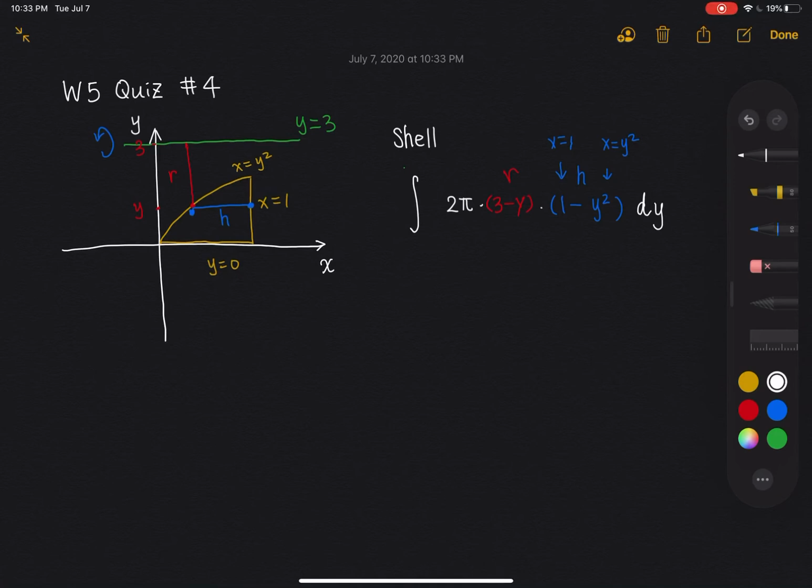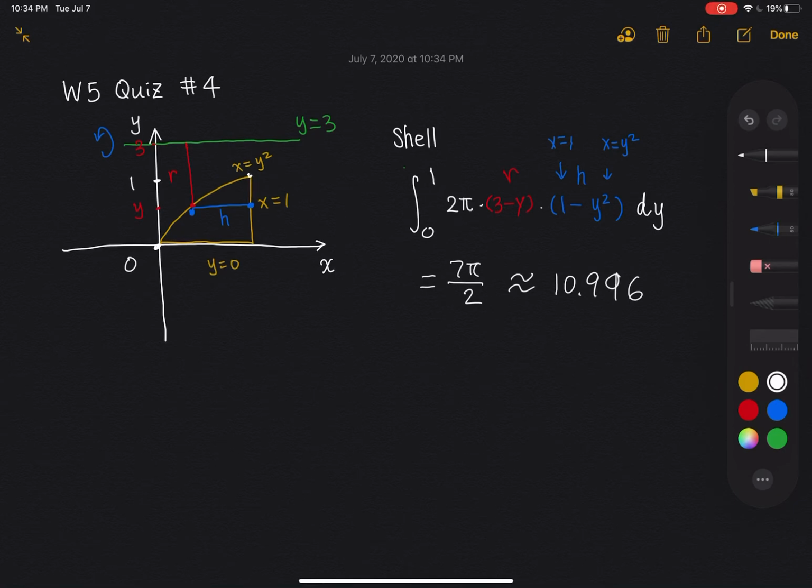And what is y ranging from? It's from this point, 0, to this tip up here, which is 1. So 0 to 1. You should be able to do this. It's a polynomial in y, so factor out the 2 pi and so on. You should get the answer as 7 pi over 2, and it's approximately 10.996.